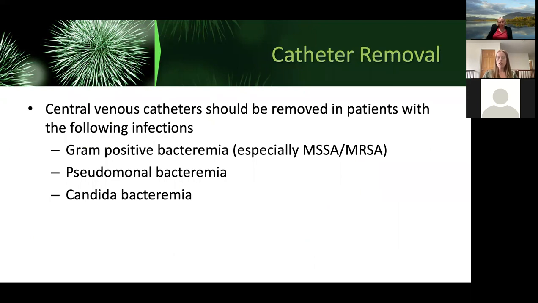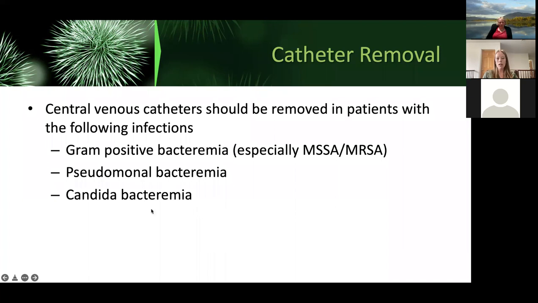One thing to pay close attention to is catheter removal in these patients. So like I said, a lot of our oncology patients have indwelling PICC lines, central lines of some sort. And so these central lines should be removed in patients with gram-positive bacteremias, especially MSSA and MRSA. They should be removed in patients with pseudomonal bacteremia. And most patients with Candida bacteremia, they should have their central lines removed as well.